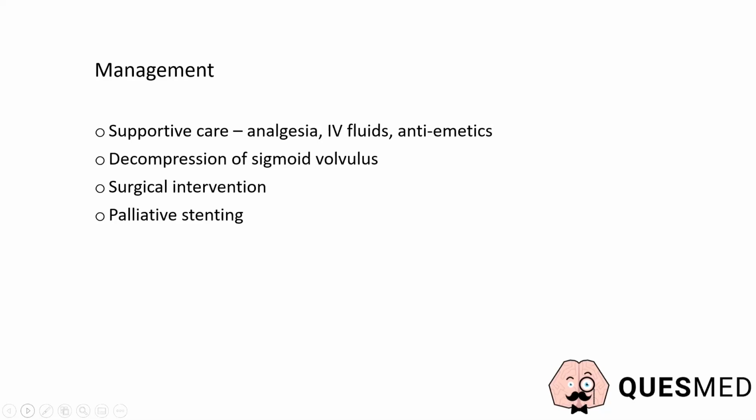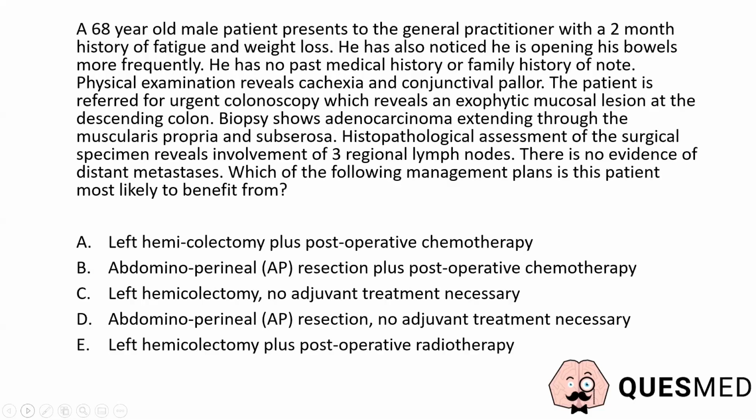It is important to note that the majority of patients, around 70% of patients with large bowel obstruction, will require surgical intervention, and that can be either laparoscopic or open surgery. This often involves either primary anastomosis or stoma formation. Okay, and I think now we're on to the next question. So I'll give you a minute to read this question and to answer.